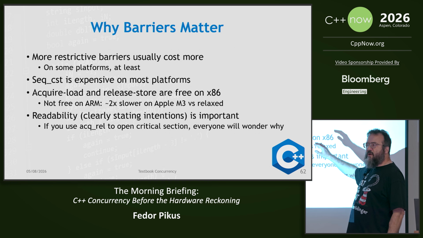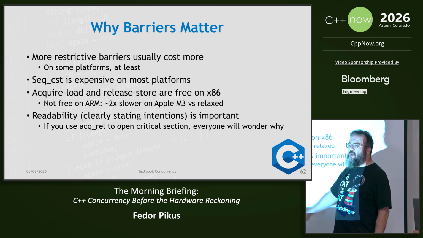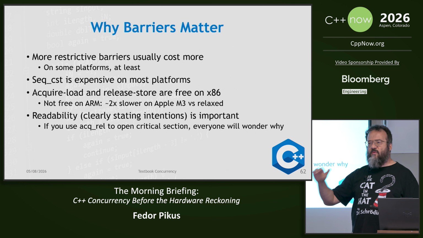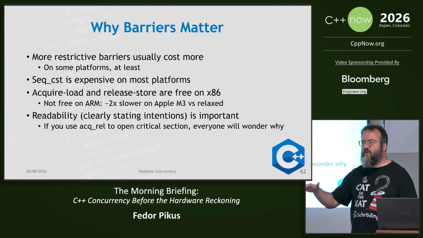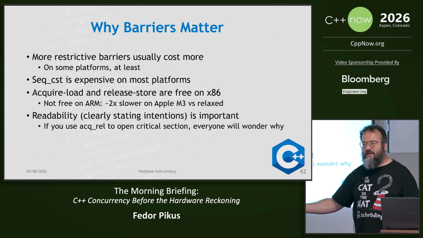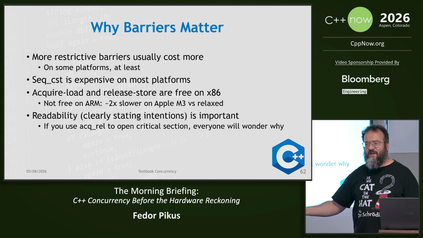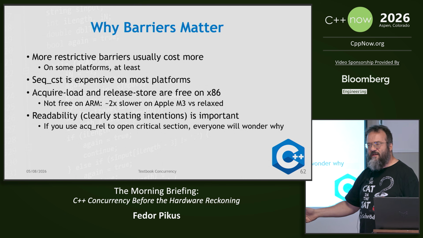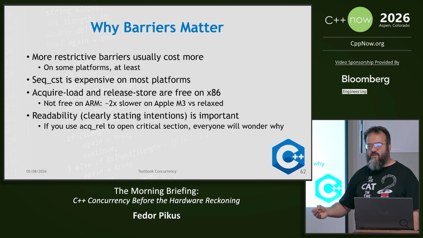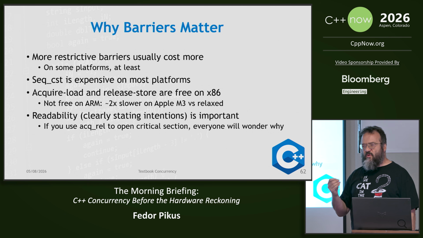Very important. You clearly state your intentions. If your first instruction in a mutex has acquire-release on it, everybody will wonder what the hell you're doing, because normally you just need acquire on the entrance of the lock. There may be some kind of weird locking protocol that needs acquire-release, but you must be doing one of those strange locks that needs acquire-release on entry. That's what you're signaling.